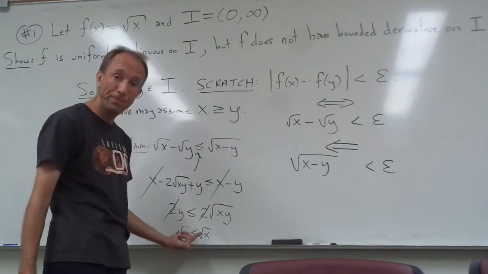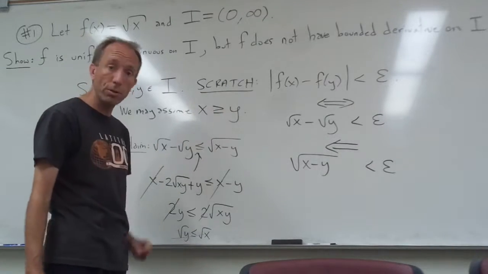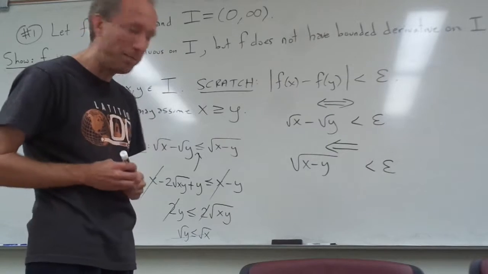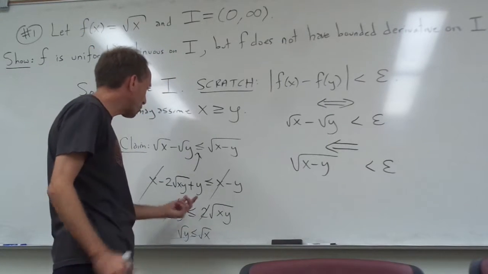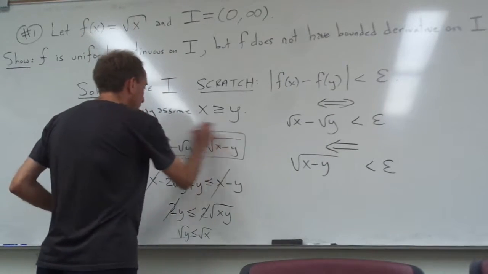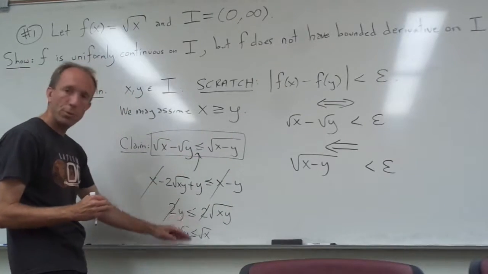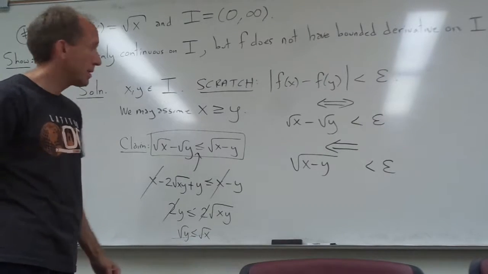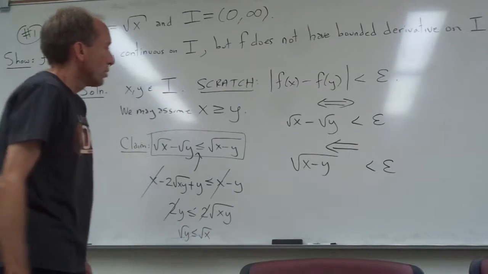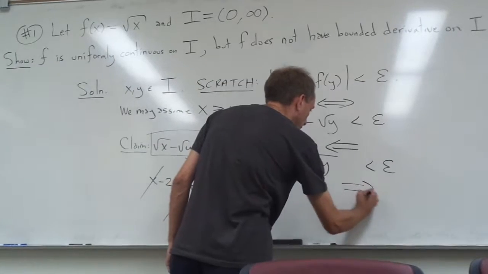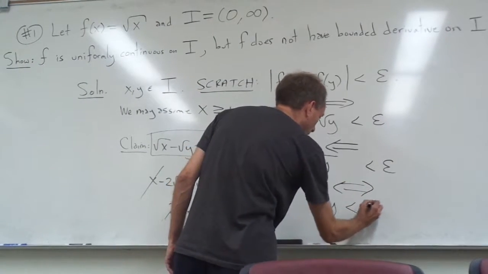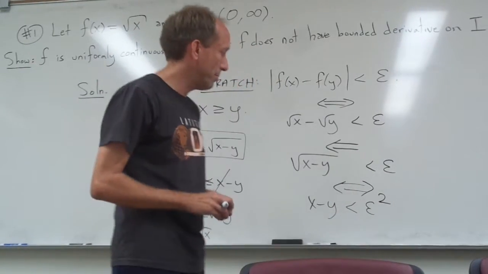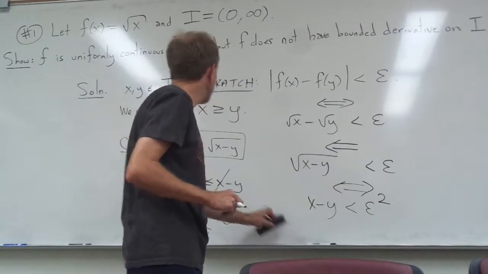Well, that is true, because x is greater than or equal to y, so the square root of x will be greater than or equal to the square root of y as well. So you can actually justify this claim through these algebraic steps right here. That's an algebraic manipulation, essentially. Now what you can do is go ahead and solve for x minus y by squaring both sides. And now you see what you want your delta to be. So let's try and run the proof now.